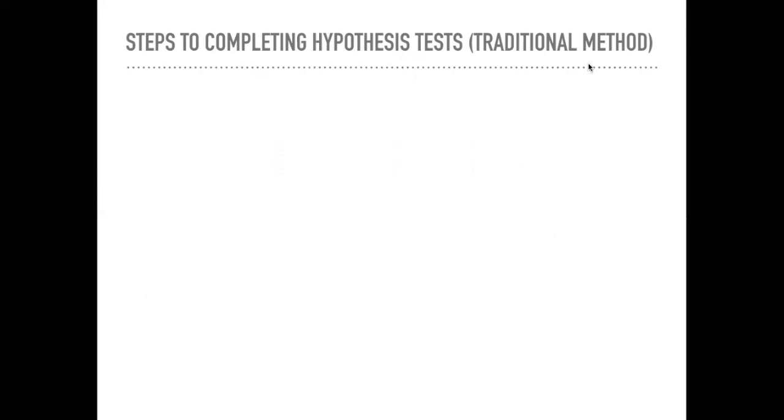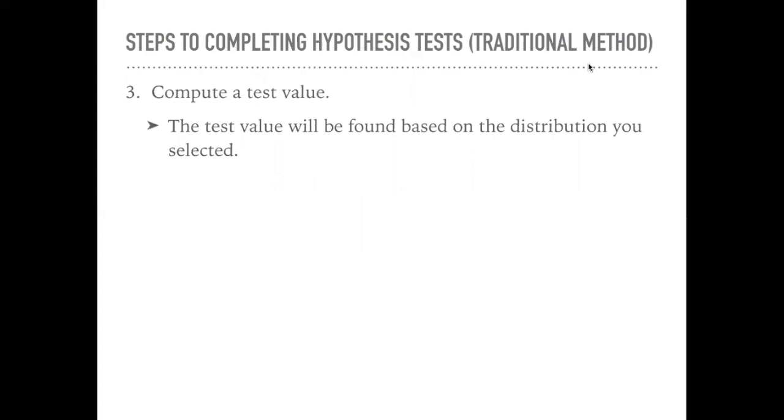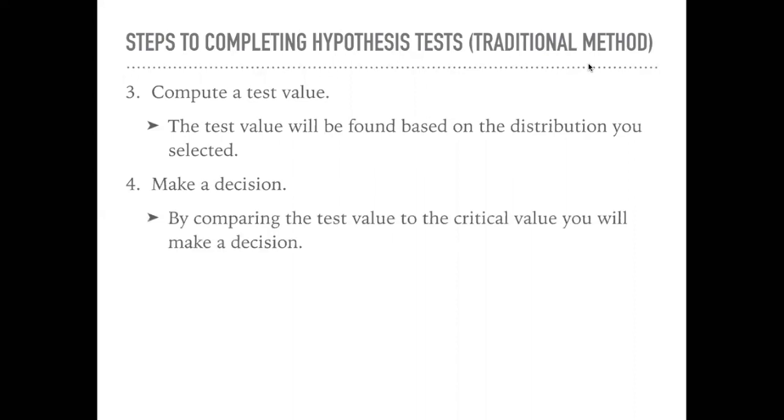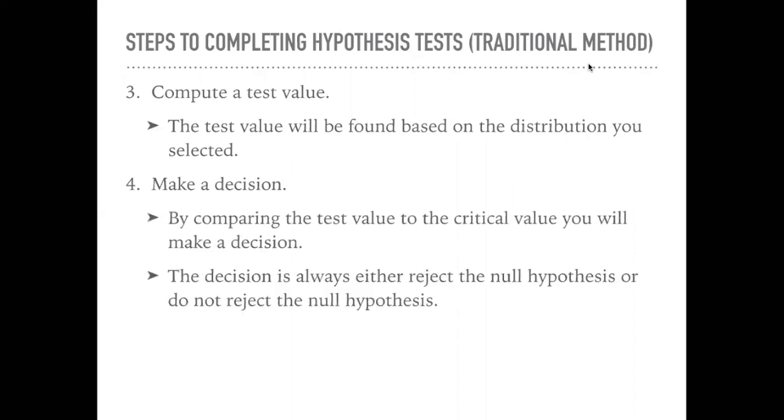So in step 3, you're finding a test value. This test value will be found based on a distribution that you select. We haven't discussed how to find these test values just yet. We're about to do that, but that depends on your distribution. Step 4, you're making your decision by comparing your test value to the critical value. Your decision is always going to be either reject the null hypothesis or do not reject the null hypothesis. You can always look at your picture to help you determine whether you are rejecting or not rejecting your null hypothesis.